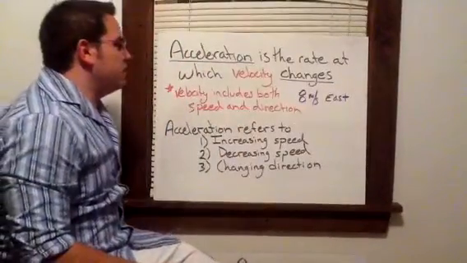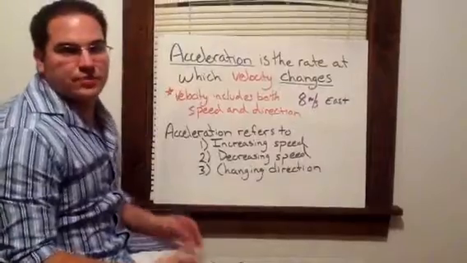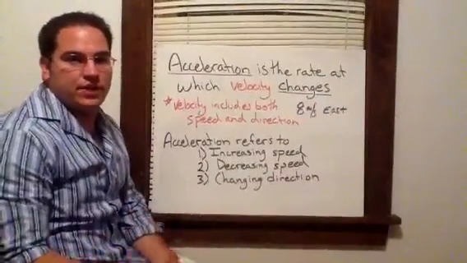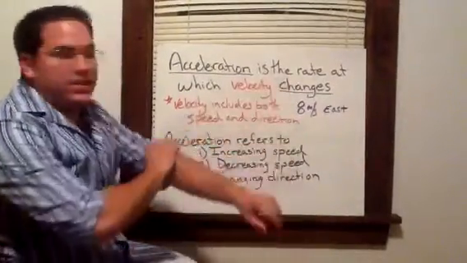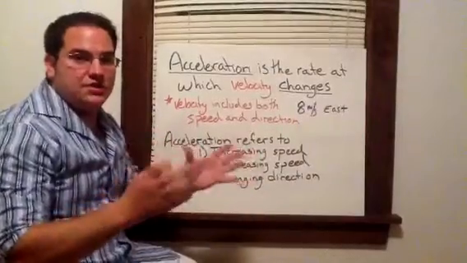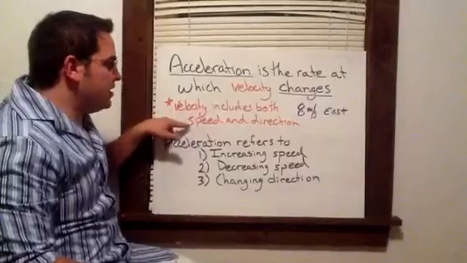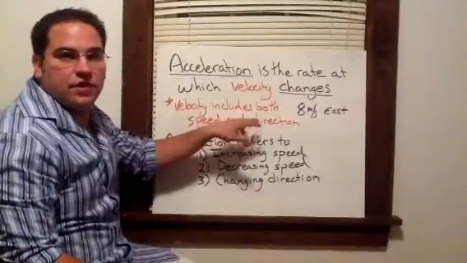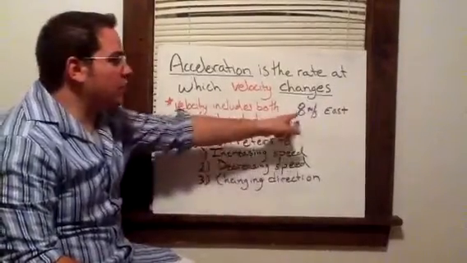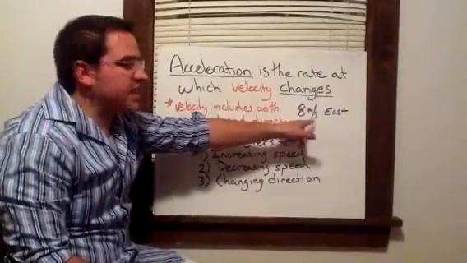First, let's go over what acceleration is. Acceleration is the rate at which velocity changes. Remember, rate is just a fancy word for speed. But the big thing about acceleration is change, whether it's the change in speed or the change in direction. Velocity is a vector. Remember, it includes both. Your speed, 8 meters per second, east.